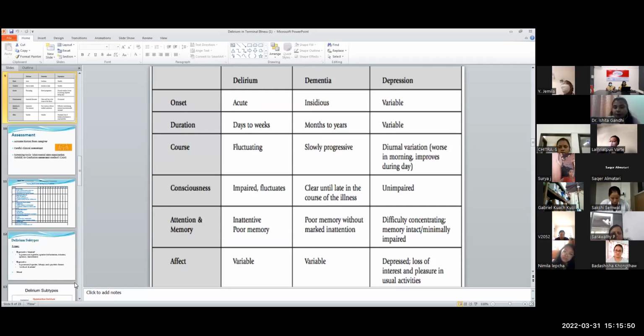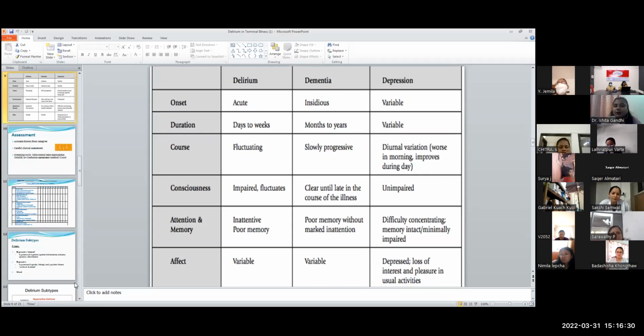The most noted thing here, which again, if you go back to the definition, you would know, is acute, abrupt onset, right? Delirium is always acute in nature, acute in onset. Dementia is insidious in onset. It does not happen overnight. Dementia takes weeks or years together to slowly progress to this level. Okay. Depression can be variable. It can be an acute onset or it can be an insidious onset.